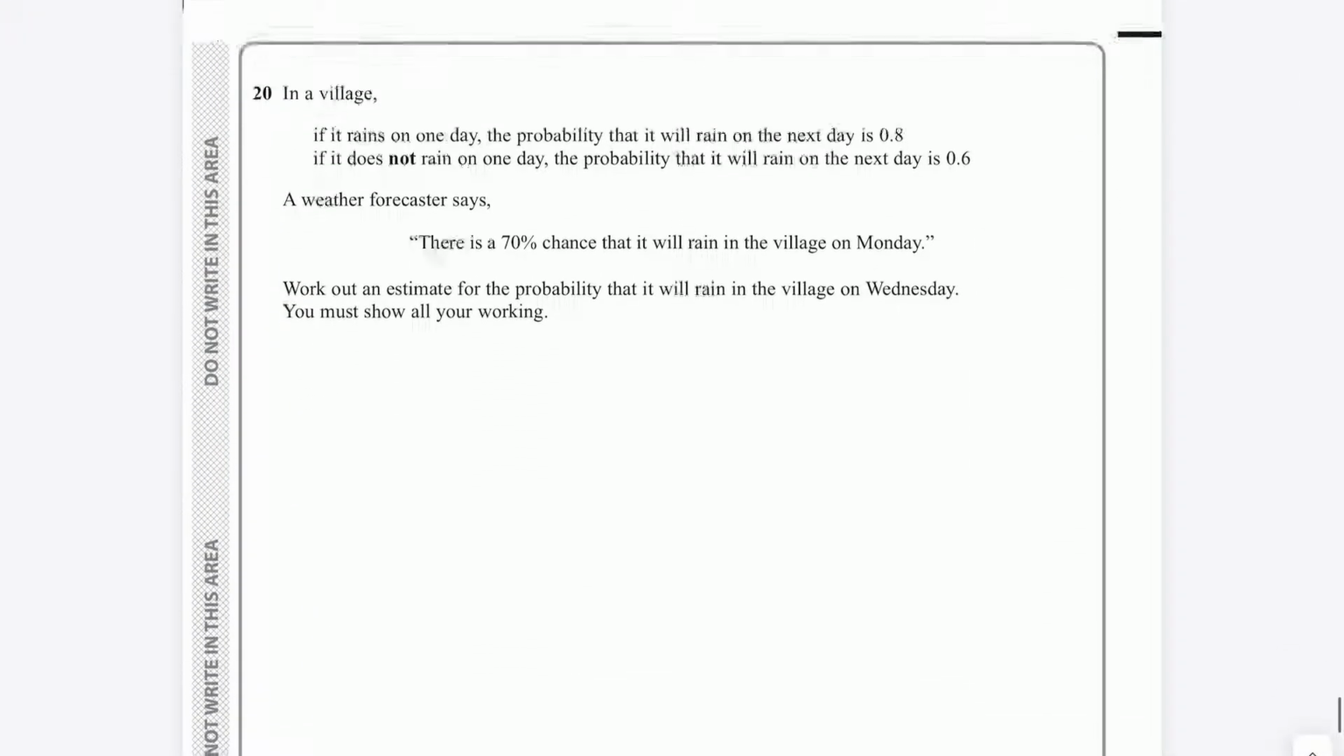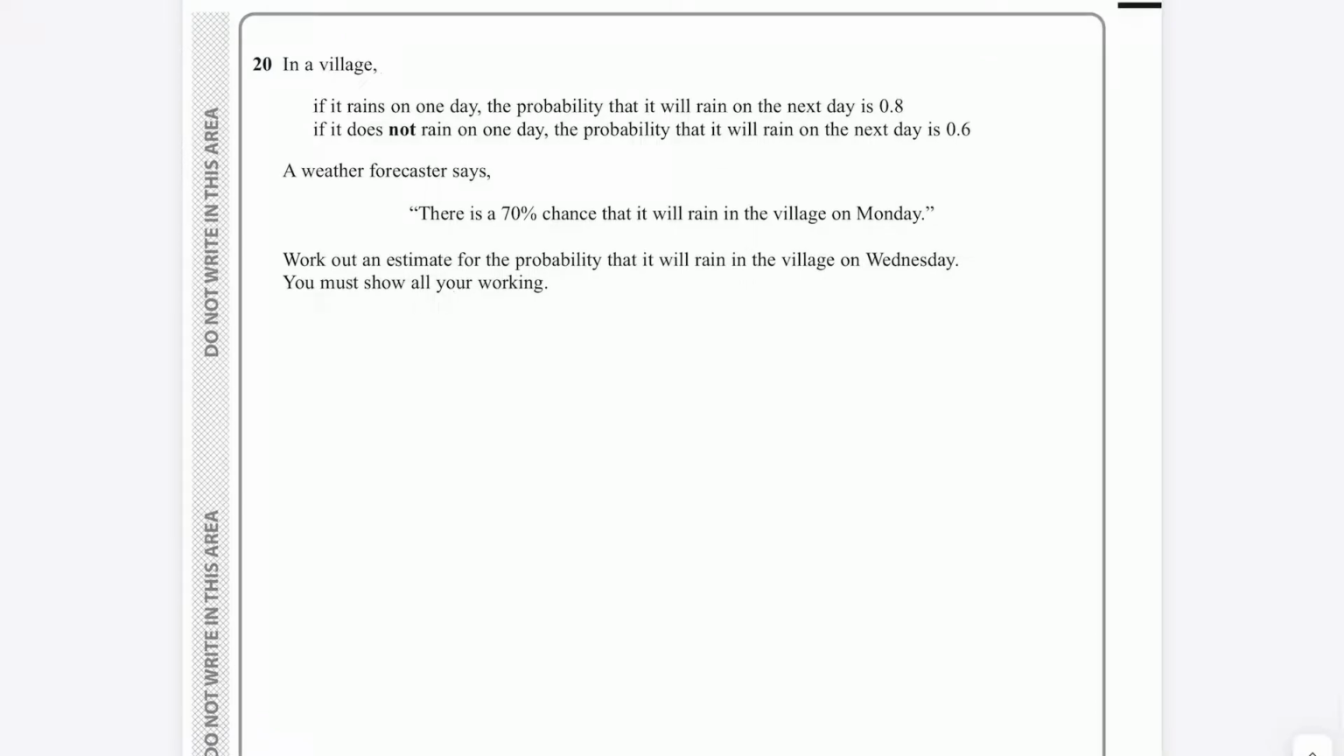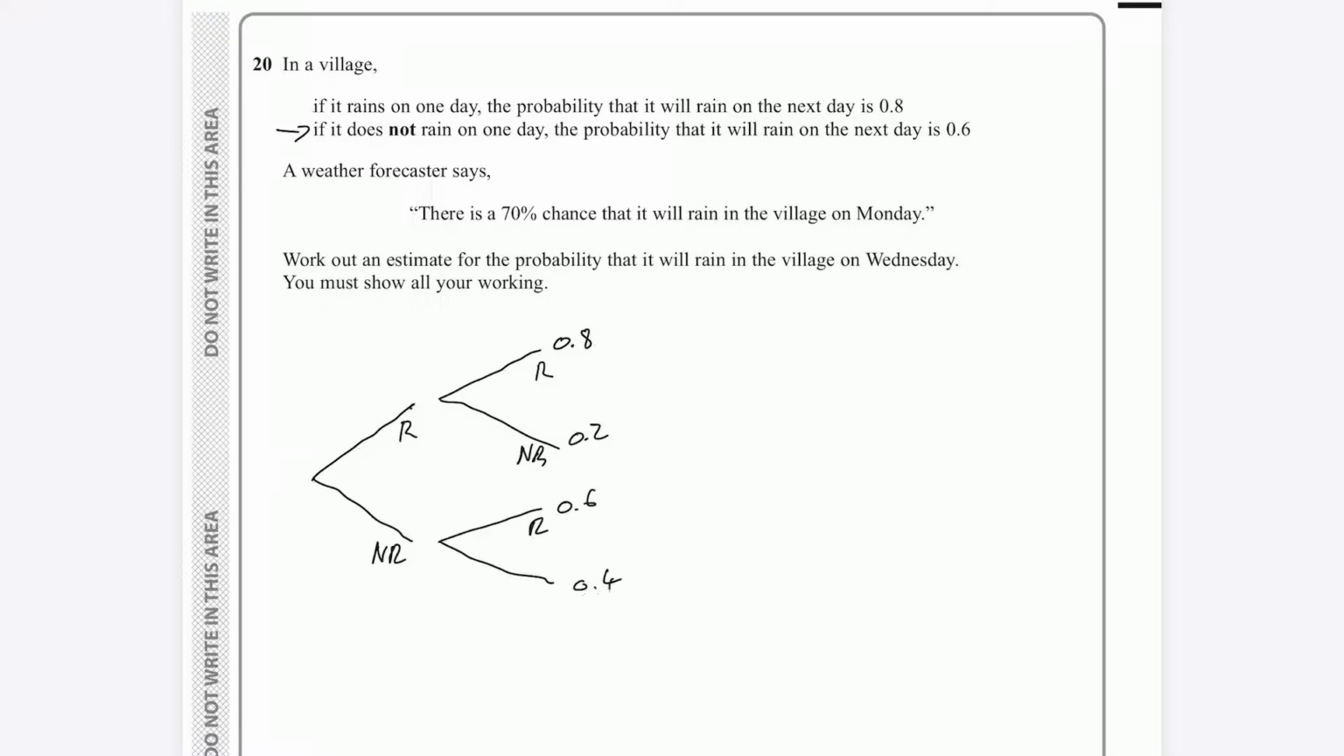Moving on to question 20. So on a village, if it rains on one day, the probability that it will rain the next day is 0.8. So if I was to draw that out, so the probability that it rains today, and then if it rains on one day, so if it has rained today, the next day 0.8, so the probability that it won't rain is 0.2. And if it doesn't rain on one day, which is that case here, the probability that it will rain the next day is 0.6. And this would be 0.4.